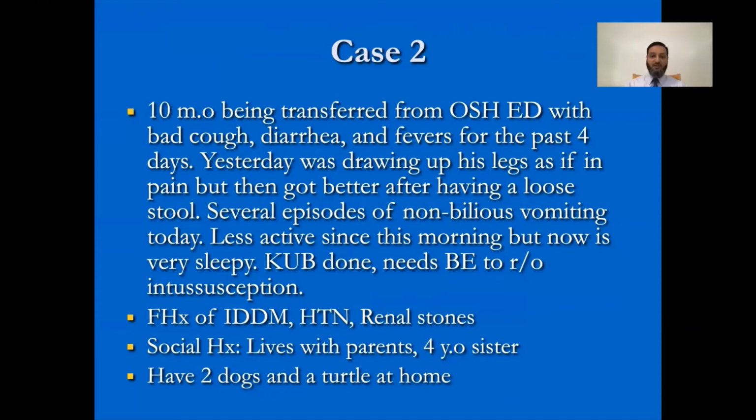A KUB is done at the outside hospital and is suspicious for a possible intussusception, so he is being transferred to your facility because they cannot do a barium enema. So they are transferring the patient because the patient needs a barium enema to rule out the intussusception based on the KUB findings. Family history of diabetes, hypertension, and renal stones. Social history: lives with parents and 4-year-old sister, and they have 2 dogs and a turtle at home.